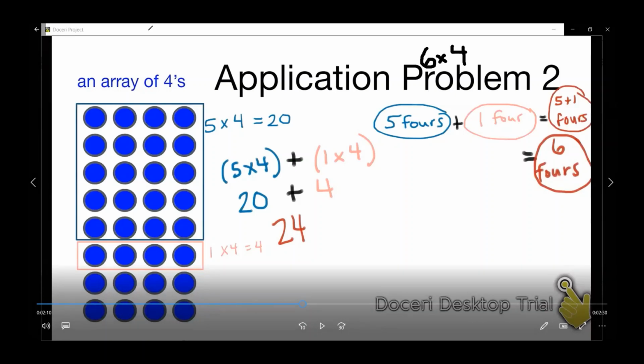And so to find my 6 times 4, I wanted to use the distributive property, so I said 6 4s is the same as 5 4s and then 1 more 4, right? So the 5 4s shows up as the 5 times 4, and the 1 4 is the 1 times 4.